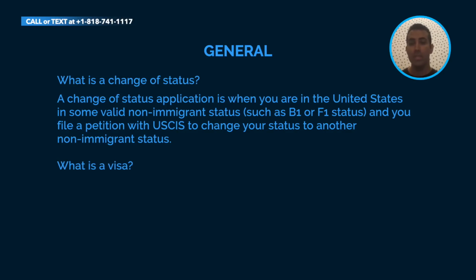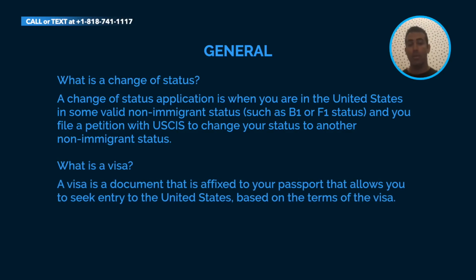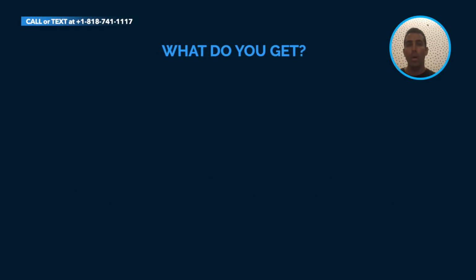Now, what is a visa? A visa is a document that is affixed into your passport that allows you to seek entry into the United States based on the terms of that visa. So again, the change of status is when you're in some sort of a non-immigrant status and you're changing inside of the United States to another non-immigrant status, and the visa is an actual travel document that gets affixed into your passport. Now, what do you get?